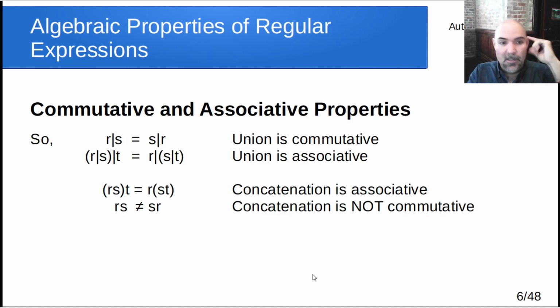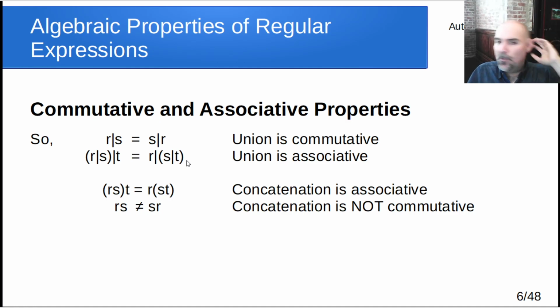So in our case, no matter what language that expression is defining, R union S is the same as S union R. So that shows that the union operator is commutative, meaning that just like plus in algebra or arithmetic, we can switch the order of those without changing what language we get out of it. Also, union is associative. In other words, if I do R union S, and that gives me a result, and then I union that with T, that's the same as if I take R and union it with S union T.